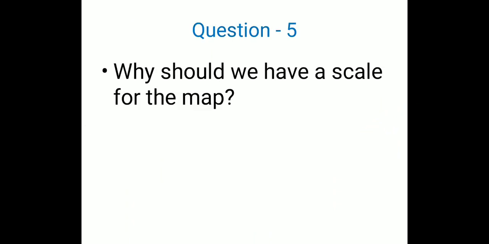Why should we have a scale for a map? Now the fifth question is, why should we have a scale for the map? Tell me, students, why should we have a scale for the map? We have already studied this. We have done recapitulation of the chapter also.